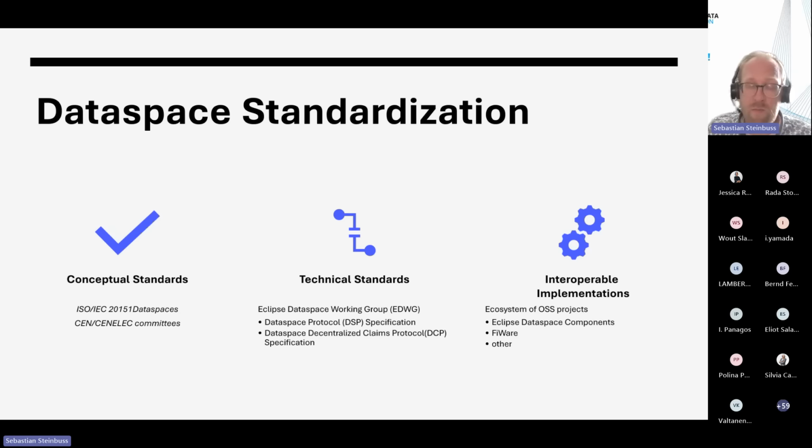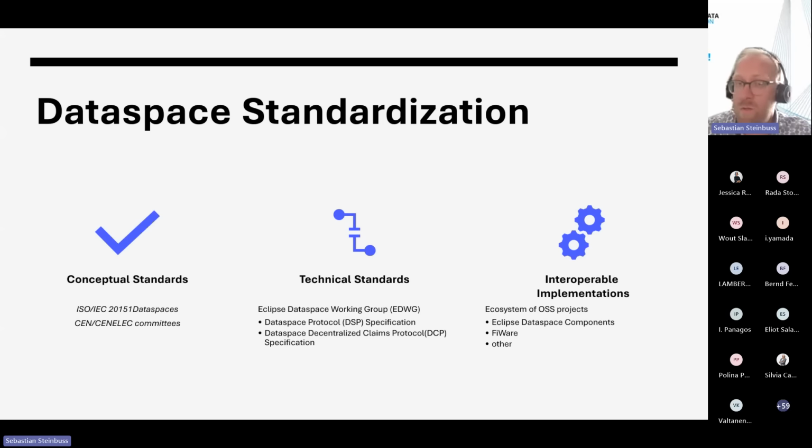And of course, the Dataspace Protocol is not the only interoperability standard that you might want to use. There are other things. For example, the Decentralized Claims Protocol that you want to use to express and utilize claims on top of existing specifications like verifiable credentials.